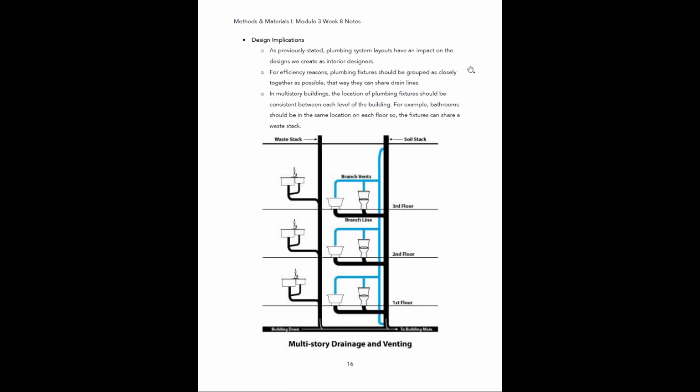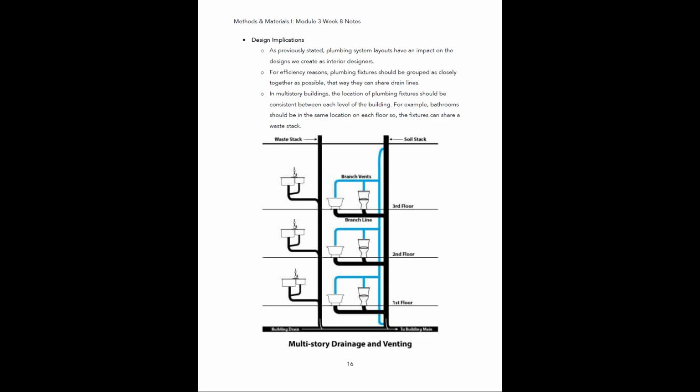As previously stated, plumbing system layouts have an impact on the designs we create as interior designers. For efficiency reasons, plumbing fixtures should be grouped as closely together as possible. That way they can share drain lines. Okay, so you're trying to group everything together in as close of an area as you can. That way you're minimizing the amount of plumbing lines that you have to put into the building, which is going to be saving on your costs. One, it's going to save on the costs associated with installing the plumbing equipment. It's less for the plumber to actually put into the building.